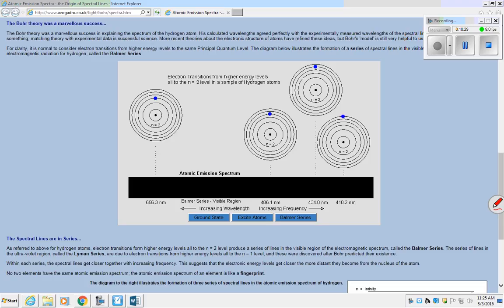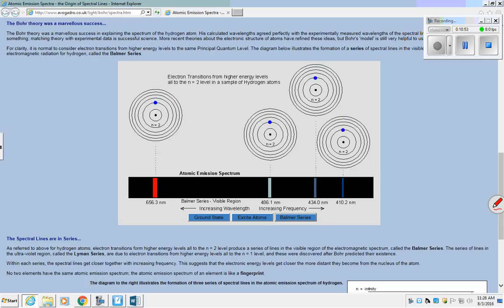Now, the reason that they do this is like, what would happen to you if you slugged a bunch of Red Bulls in the morning and then came to school? You would eventually have kind of a crash. So it's not the natural state for these guys to be in that high energy state. They're very unstable there. So they actually go and fall back down. Now, when they fall back down, they give off energy.